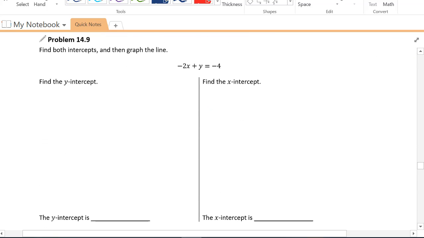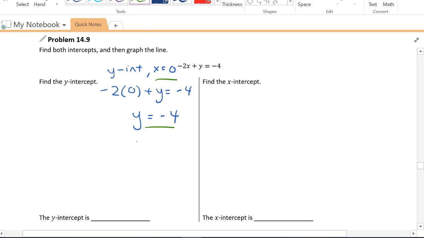Okay, so here's the next one. So same thing. They're just a bunch of problems for you to practice. So we want to find the y-intercept. So we make the opposite one 0. So x is 0. So we have negative 2 times 0 plus y equals negative 4. Negative 2 times 0 is 0. So we just get y equals negative 4. So then what is that coordinate? x is 0, y is negative 4. So that is 0, negative 4.